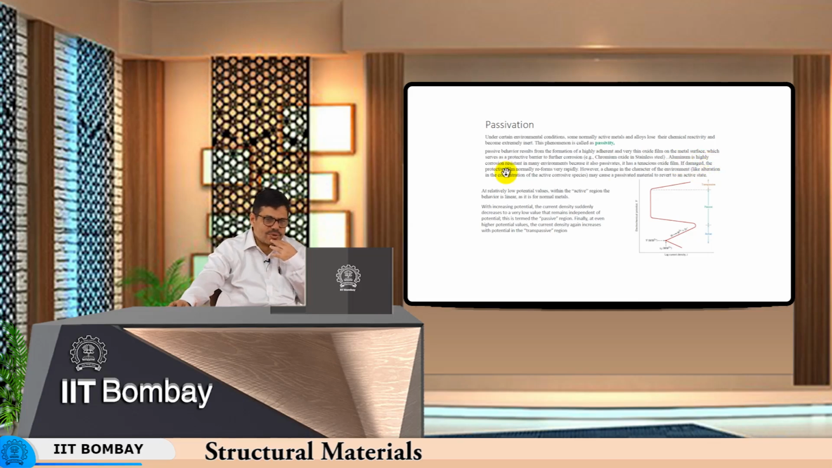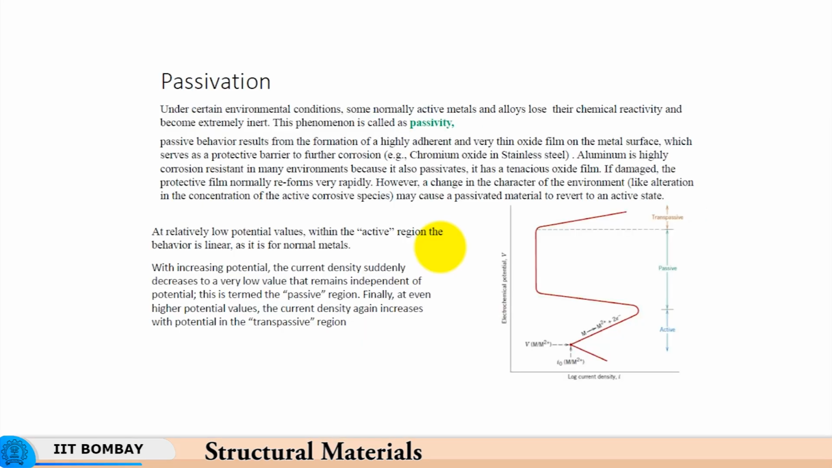Now, aluminum is highly corrosion resistant in many environments because it also passivates and it has a tenacious oxide film that is present there which prevents any contact with the corrosive environment. And if the film is damaged, the protective film again reforms immediately. So, if you try to remove this protective film from the surface, let us say abrasively or grind it off, it will form immediately.